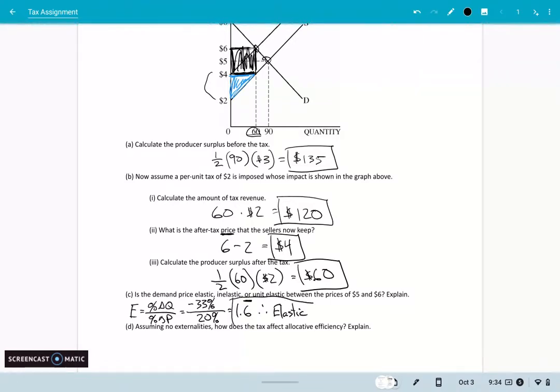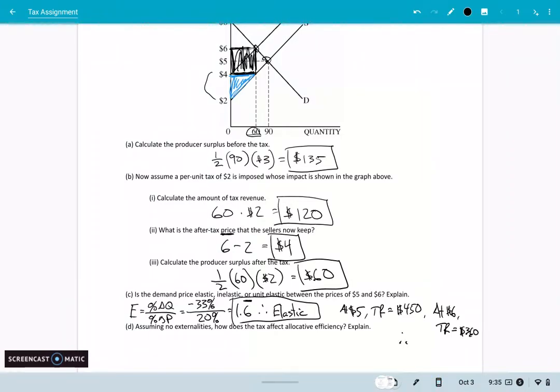Now, that's a fairly quick, easy way, but if you don't like calculating percents, the other way to do it is the total revenue test. So at $5, total revenue is 5 times, we're selling 90 of them, so 5 times 90 is 450. Sorry, my brain stopped for a second there. At $6, total revenue is going to equal 6 times 60 is only $360.